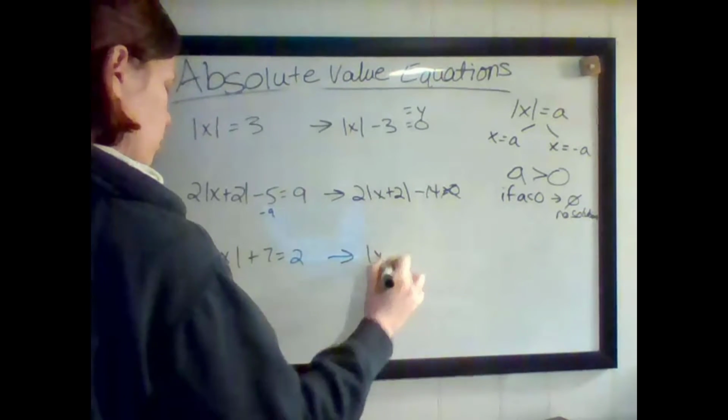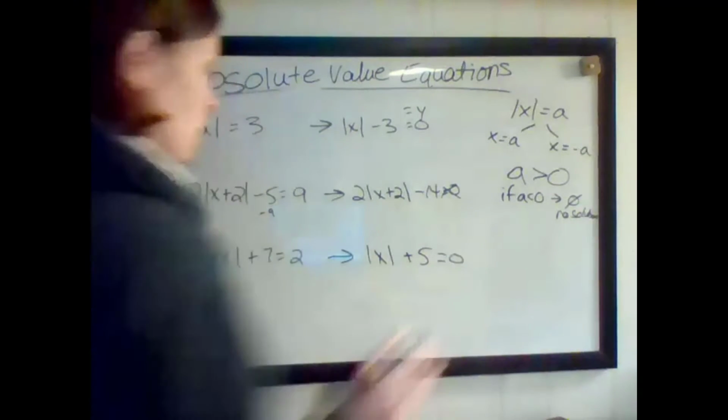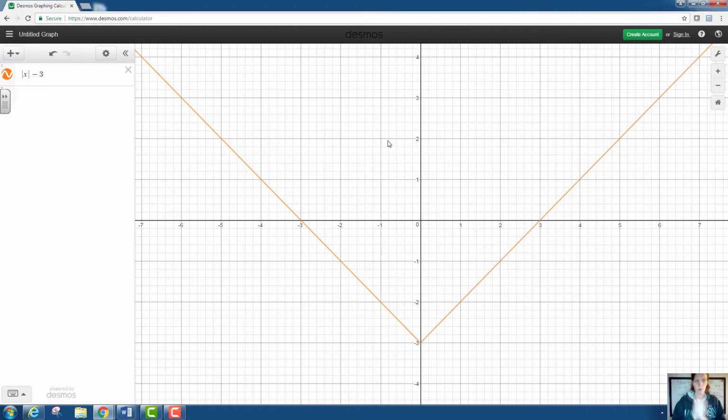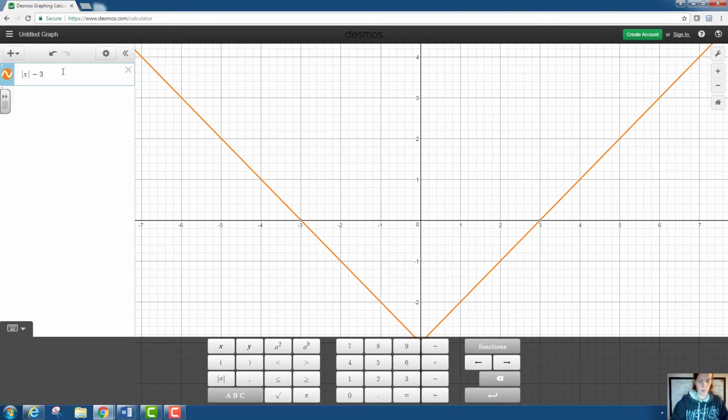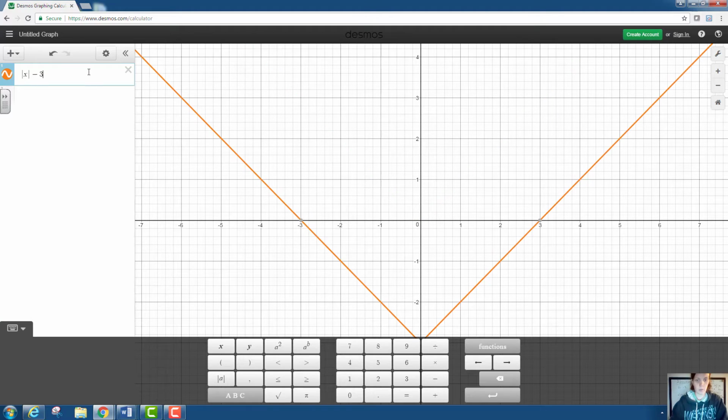And then the last one, absolute value of x plus 5. Hopefully, you know that a basic absolute value of x is like a V starting at 0, 0. So that's what the basic one looks like. So when I do minus 3, that means down 3. And notice my x-intercepts are 3 and negative 3. That's how we got both of those answers.